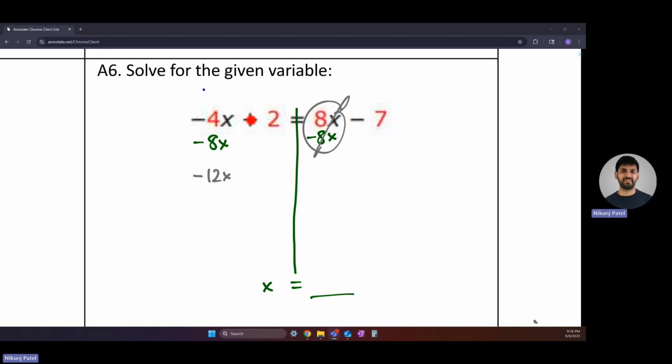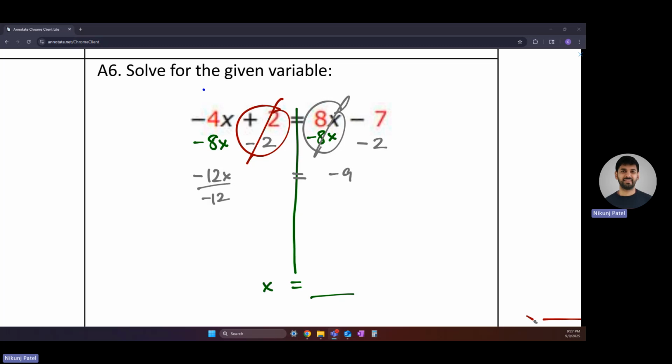Now, ultimately, my goal is to move my numbers away from this x. So let's go ahead and invert this positive 2 and subtract it from both sides. Minus 2, minus 2. So I see that's an inverse. I can cancel that. And I see I can combine these two. Negative 7 minus 2 is negative 9. So now I just have this equation right here. Negative 12x equals negative 9. And then I just continue with my usual steps.